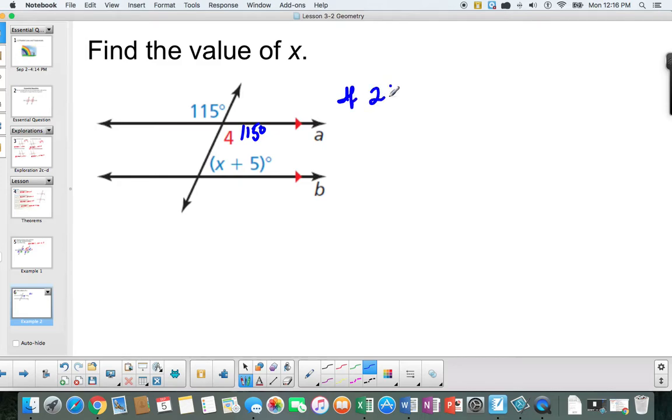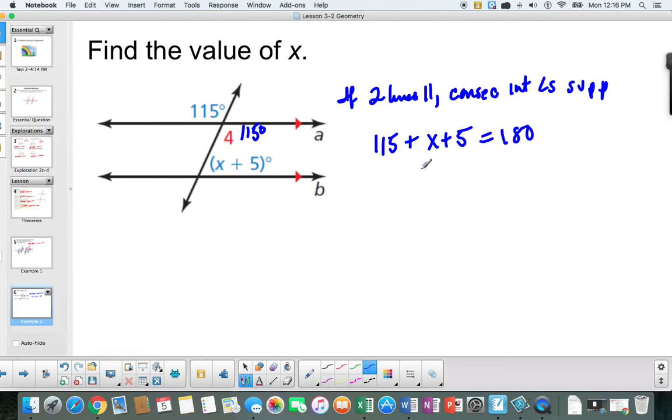And I know if two lines are parallel, I know consecutive interior angles are supplementary. So I'll be able to take 115, add it to x plus 5, and I'll get 180. So this will be x plus 120 is equal to 180, and x is equal to 60. And I was being asked to find the measure of x.